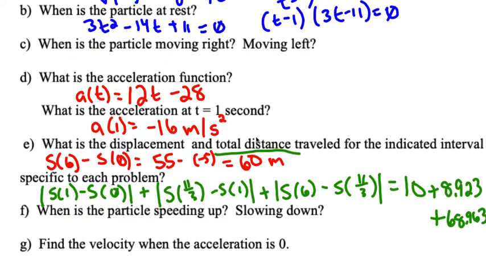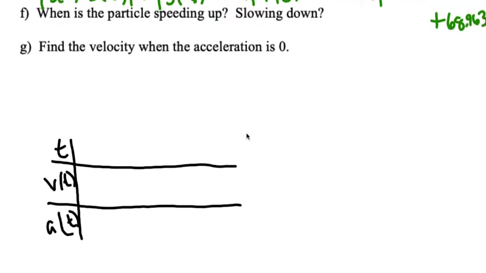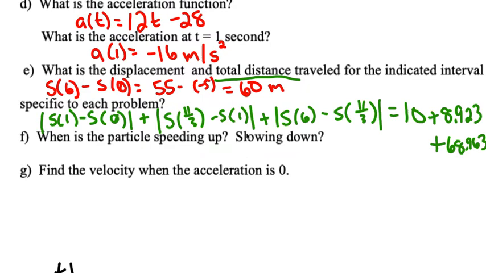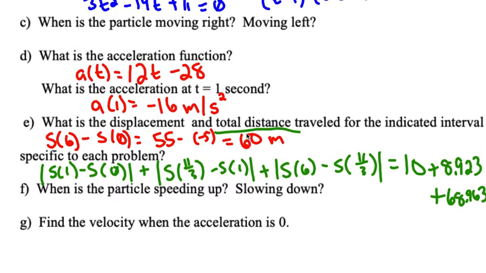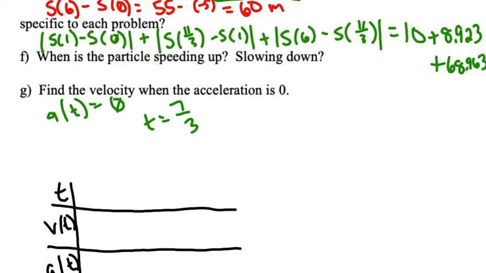Okay, so now to answer F and C, moving right, moving left, speeding up, slowing down, this is where I will come to my acceleration table here. So the acceleration is 0, I'm going to find the velocity when acceleration is 0. The acceleration is 0 at 28. Like if we set that equal to 0, 28 over 12, you end up getting 7 over 3. Okay, so A of t is equal to 0 when t equals 7/3.